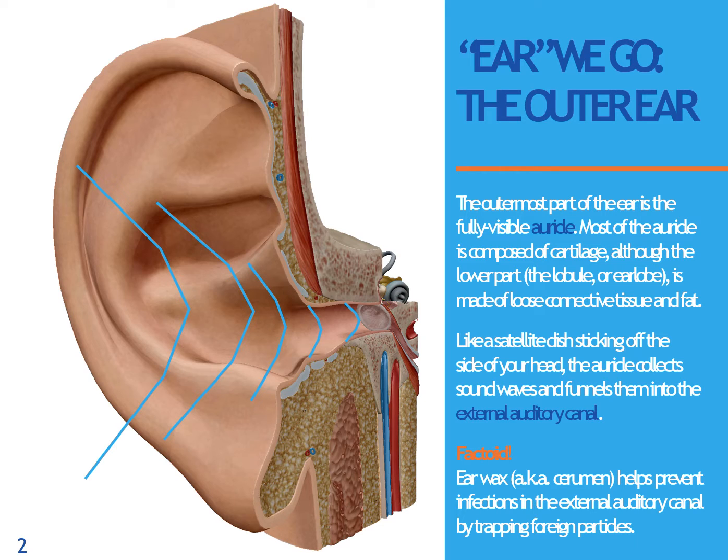The outermost part of the ear is the fully visible auricle. Most of the auricle is composed of cartilage, although the lower part, which is the lobule or earlobe, is made of loose connective tissue and fat. Like a satellite dish sticking off the side of the head, the auricles collect sound waves and funnel them into the external auditory canal. And here is one fact: earwax, which is also referred to as cerumen, helps prevent infections in the internal auditory canal by trapping foreign particles.